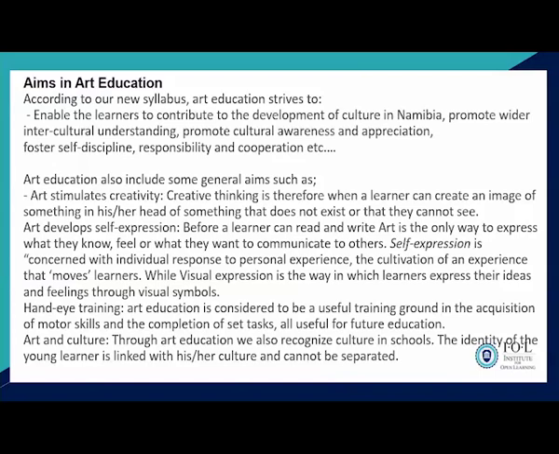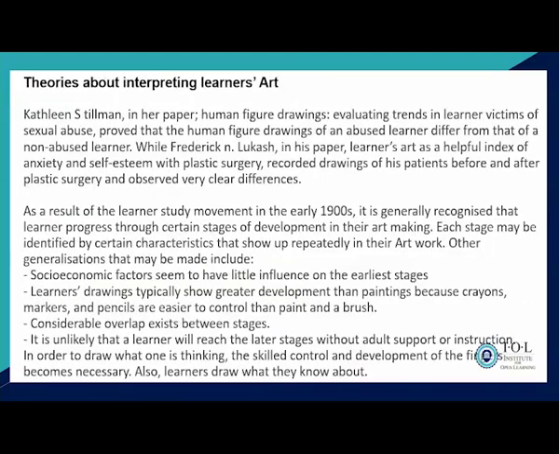You being able to imitate or copy and write down what you are observing, or draw what you are seeing, is considered a useful training ground in acquisition of motor skills and also the completion of set tasks, all useful for future education. Also art and culture. Through art education we recognize culture in schools, and the identity of the young learner is linked with his or her culture. I think that is just what we have interpreted earlier.